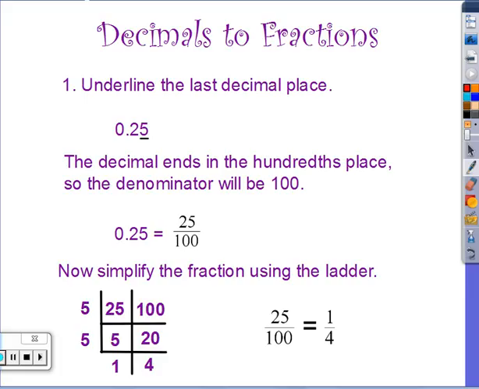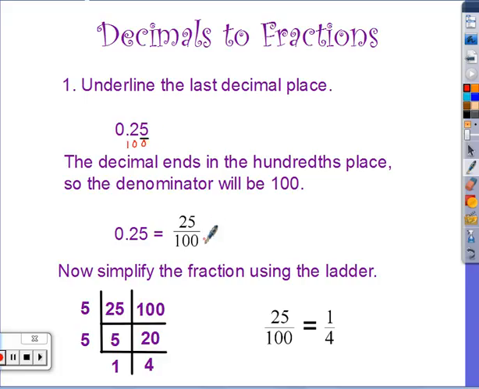So here, the first step is going to be to underline the last decimal place. Well, the last decimal place is the 5. I'm going to use a strategy, and my favorite strategy is the 1 and the zeros. This tells me that the 5 is in the hundredths place, so the decimal ends in the hundredths place, so I'm going to write it as 25 over 100.